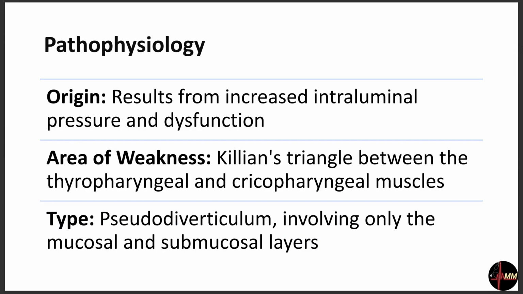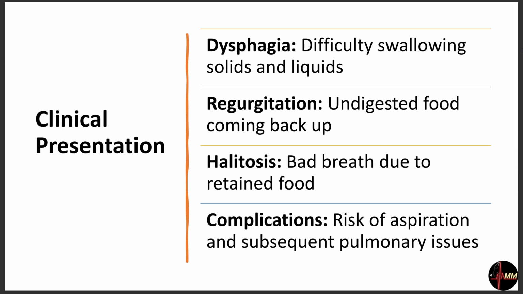In terms of pathophysiology, Zenker's diverticulum results from increased intraluminal pressure and dysfunction, primarily at Killian's triangle, involving only the mucosal and submucosal layers. Clinically, it presents with difficulty swallowing solids and liquids, regurgitation of undigested food, bad breath from retained food, and a risk of aspiration leading to pulmonary issues.